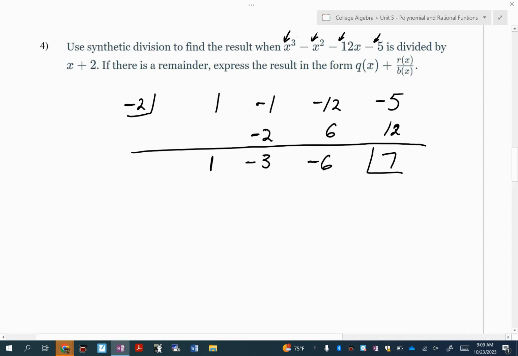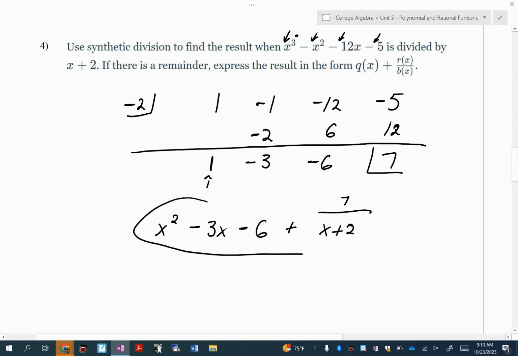So remember, we started with x cubed. So this 1 is going to start as 1x squared. You can write the 1 in front, but I'm not going to do that. So it's just 1x squared minus 3x minus 6, but don't forget the remainder this time, plus 7 over x plus 2. That's the divisor. All right, so that is synthetic division.